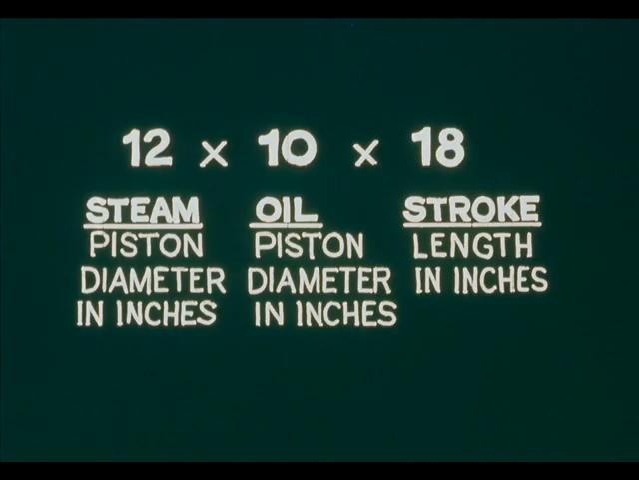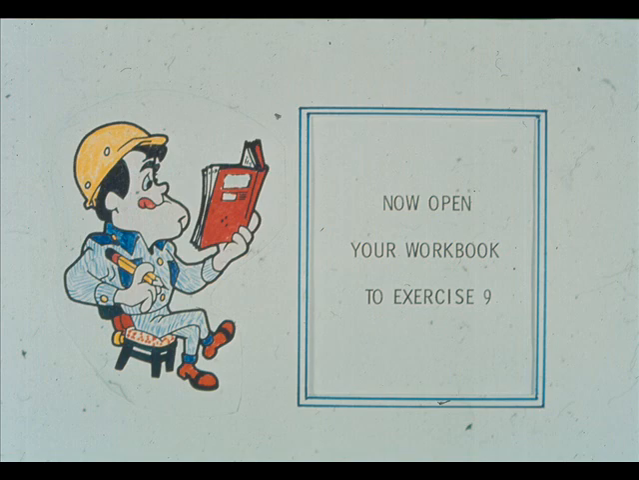A 12 by 10 by 18 steam-driven reciprocating pump has a steam piston 12 inches in diameter, an oil piston 10 inches in diameter, and a stroke length of 18 inches. It's time for another session in workbook number 2, exercise 9 this time.